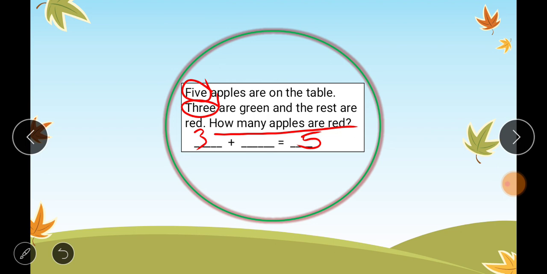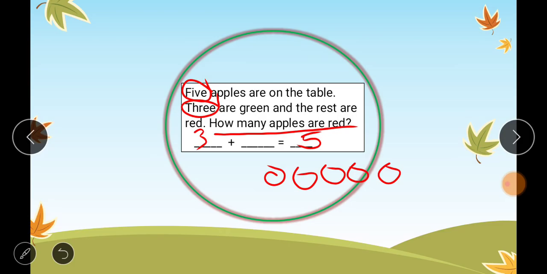How many are the rest? We don't know, right? So what do we do? You can count balls. You can count your fingers. Now, if you want to make balls, which number are you making balls for? You're making balls for 5. So let's do that. 1, 2, 3, 4, 5.